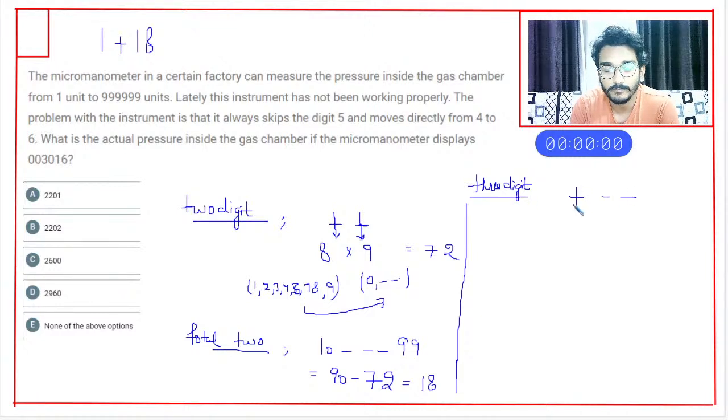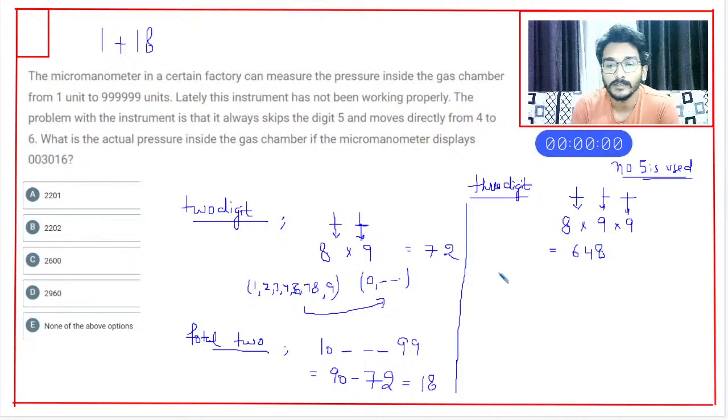A 3-digit number has to be made. This blank can be filled in 8 ways, this blank in 9 ways and this in 9 ways, where there is no 5. No digit 5 is used. So how many ways are there? 81 into 8, 648. 648 numbers are there when there is no 5.